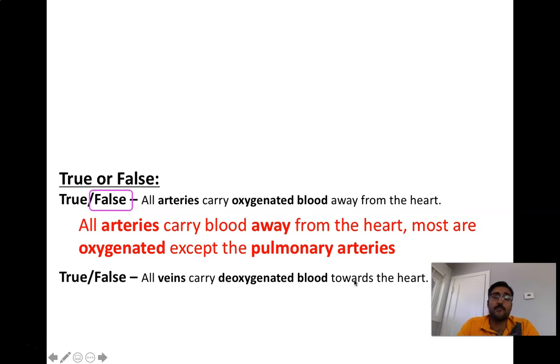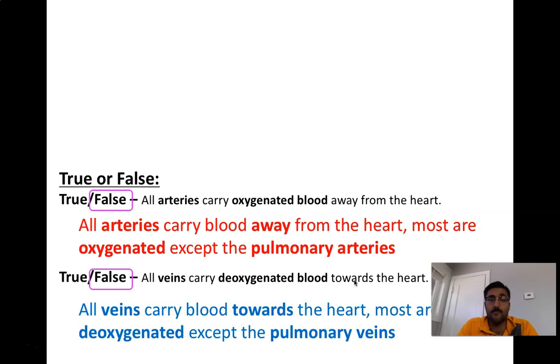Also not true. This is false, because just as with the pulmonary arteries, pulmonary veins are going to do the opposite of what they do in the systemic body circulation. Pulmonary veins are going to carry oxygenated blood back to the heart because they're coming from the lungs.